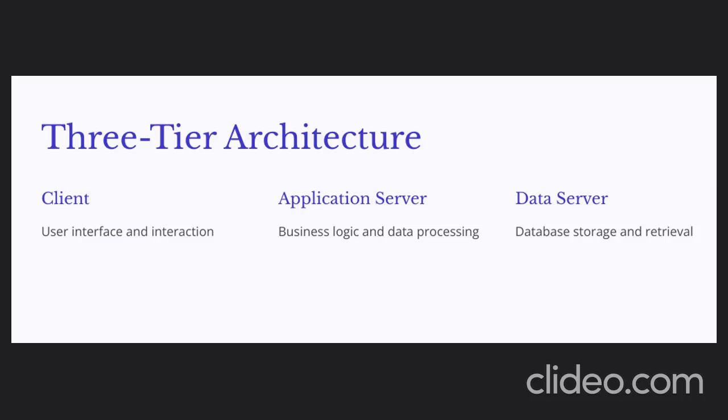The three-tier architecture is an extension of the client-server model and is widely used for small to medium-sized web applications. It separates the application into distinct layers. The first layer is the presentation tier, which is the front end, then the logic tier, which is the business logic, and the data tier, which is the database. A classic example of this architecture is the LAMP stack, which includes Linux as the operating system, Apache as the web server, MySQL as the database, and PHP as the scripting language.